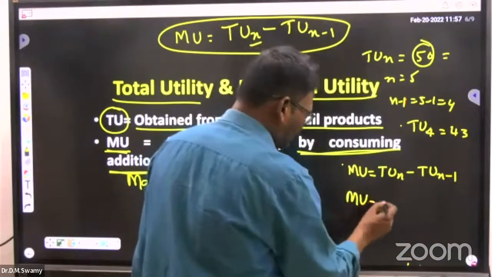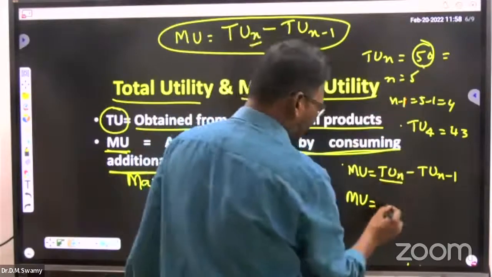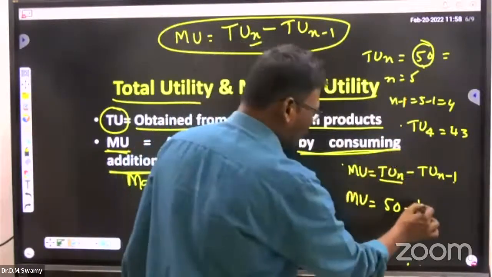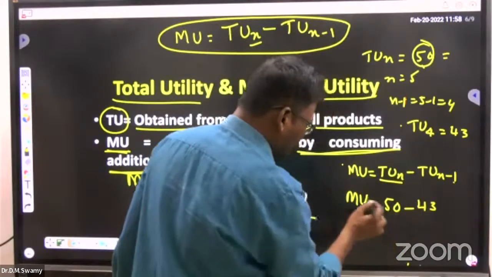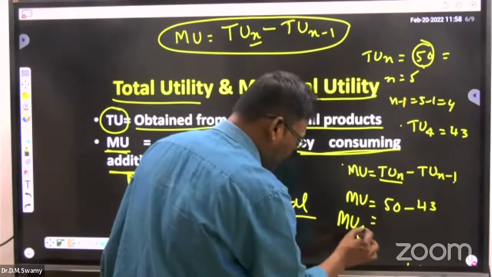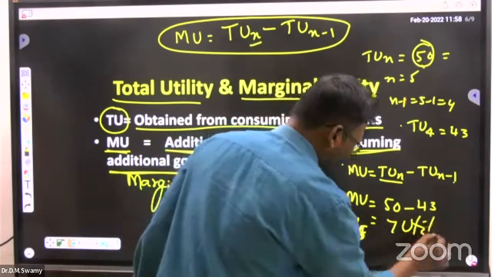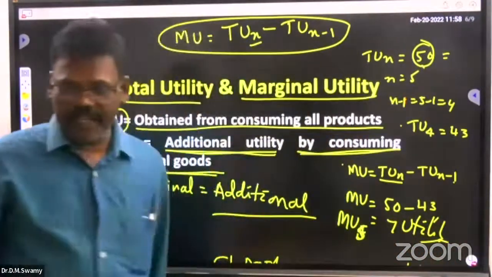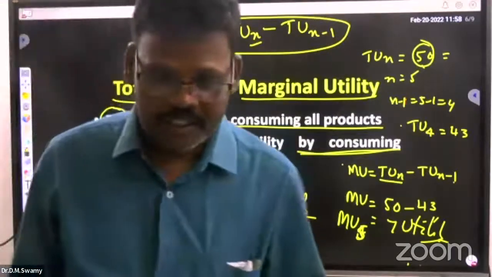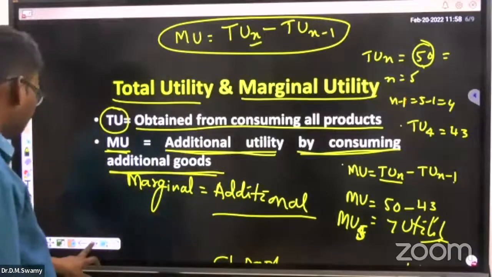So marginal utility means total utility of n minus total utility of n minus 1. Total utility of 5 commodities was 50, minus total utility of 4 commodities, which may be around 43. So the marginal utility of the fifth commodity is 50 minus 43, equal to 7 utils. Like that we can get the marginal utility, or additional utility. This is the point.